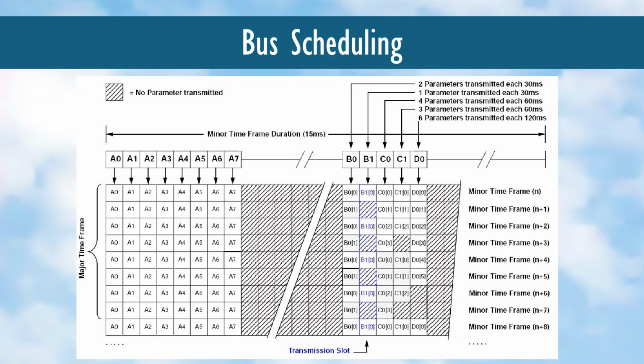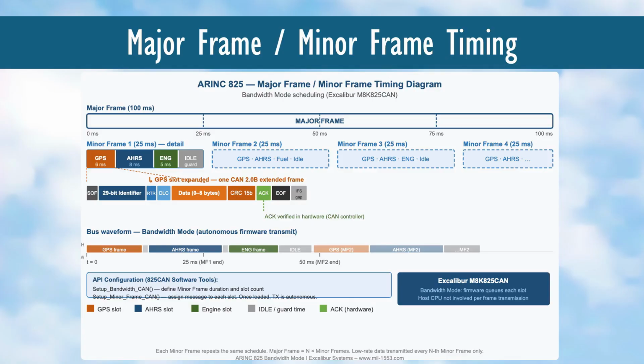ARINC-825 adds deterministic transmission scheduling, a key requirement for safety-critical avionics that basic CAN does not provide. The system architect allocates bandwidth to each node in bytes per minor frame, ensuring high-rate data, for instance flight control positions, is transmitted more often than low-rate data, for instance system temperatures. This bandwidth mode guarantees latency bounds and prevents any single node from monopolizing the bus. Excalibur's M8K825 CAN hardware executes the bus schedule autonomously in firmware, eliminating host CPU loading.